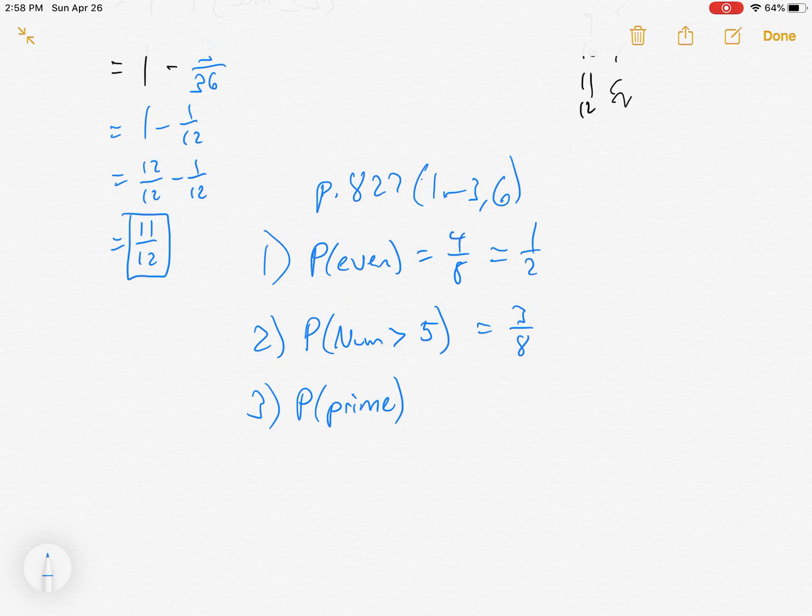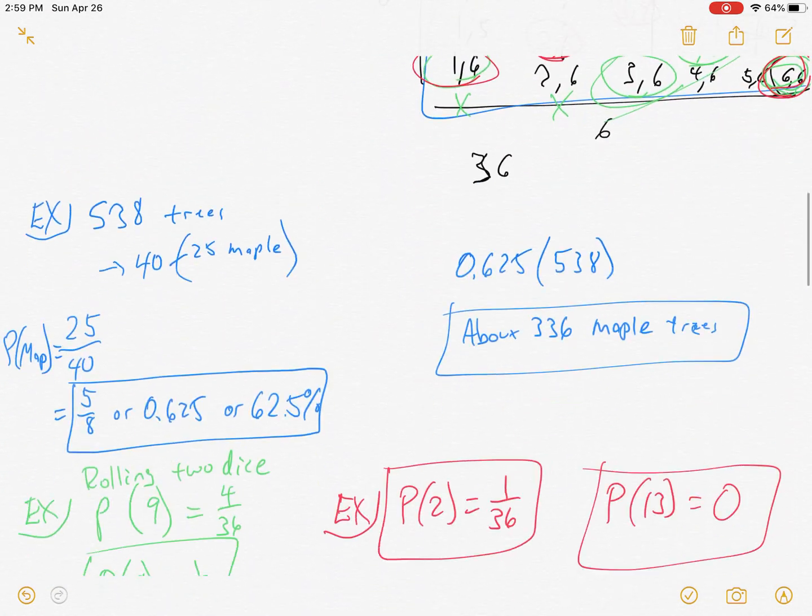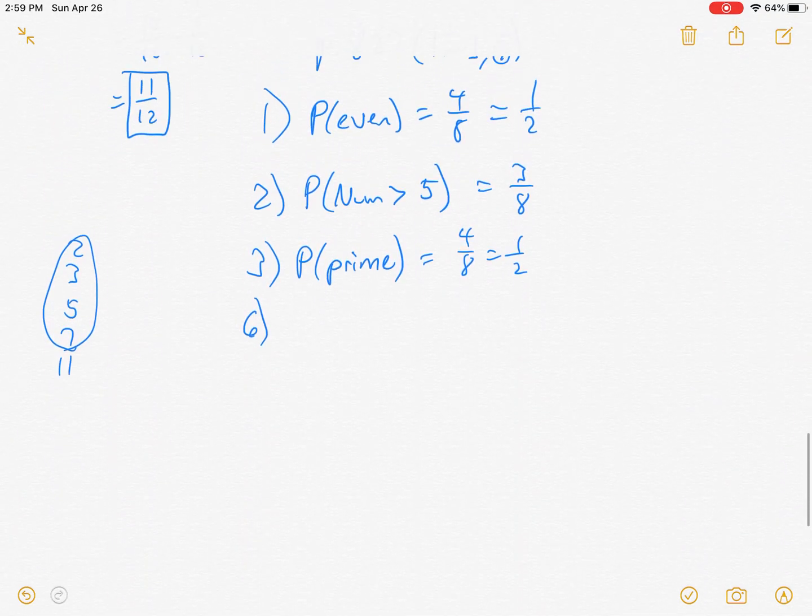Number 3, a prime number. To review our prime numbers, 1 is not prime, 2 is prime. A prime is a number divisible only by itself and 1, and it can't be 1. So 2 is prime, 3 is prime, 5 is prime, 7 is prime, 11 is prime, and on and on. So the only ones on that list would be these 4, so that's 4/8 or 1/2 also.